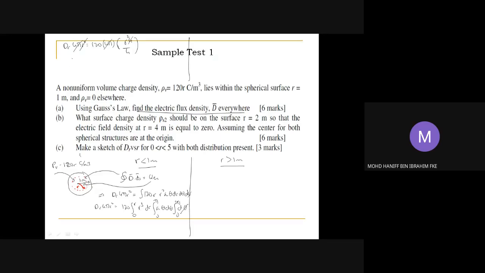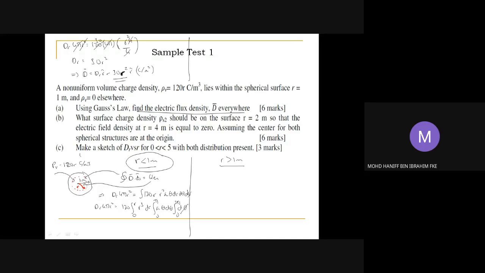We're going to have 2 only now, so your Dr will be 30 r squared, in which we're going to have vector D as Dr of r, so that will give us 30 r squared, in the direction of r, coulombs per meter squared. Okay, so that should be our flux density D for any value of r in which r must be less than 1 meter. So this is variable. Remember, this r is a variable that you get here. It is only valid for the region of r less than 1 meter.